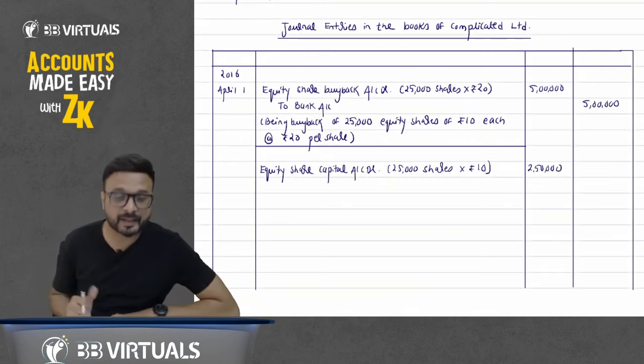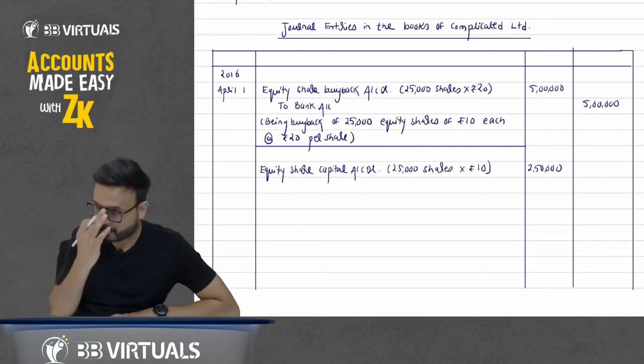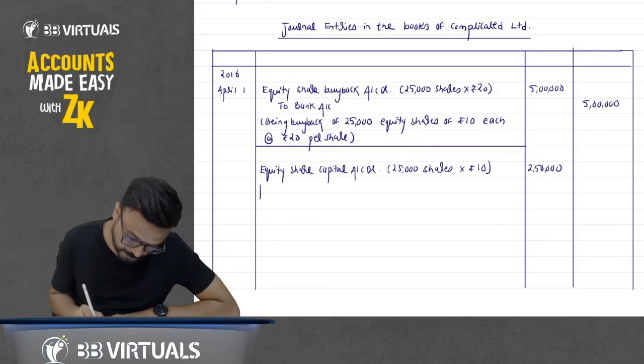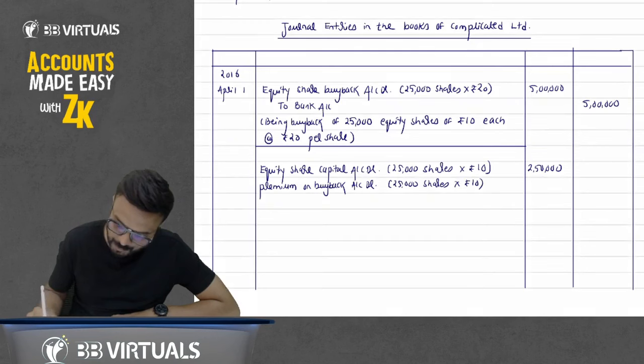Now we are paying an extra 10 rupees. Shares of rupees 10, we are paying 20. The additional 10 we are paying, that is premium on buyback. Premium on buyback account debit, 25,000 shares multiplied by rupees 10, that comes to 2,50,000.